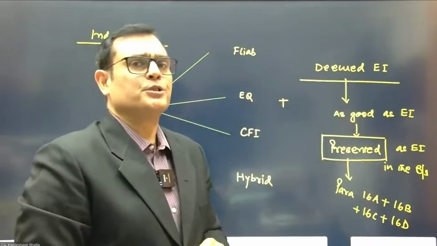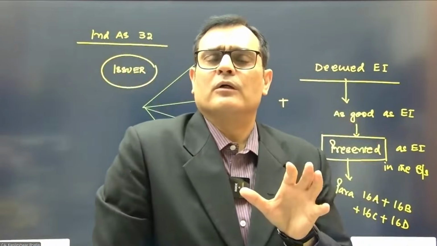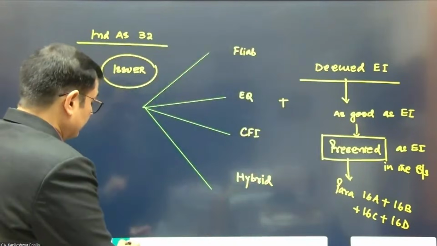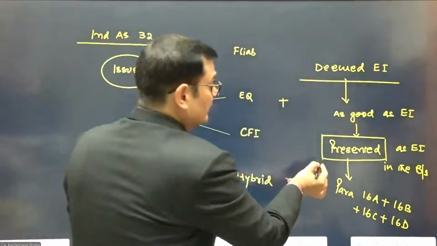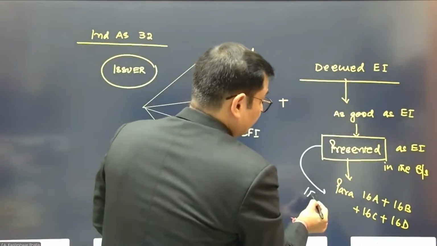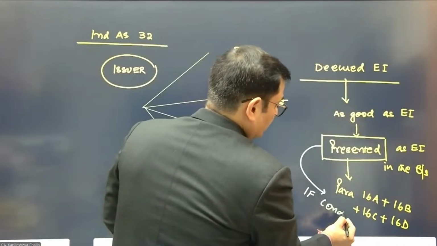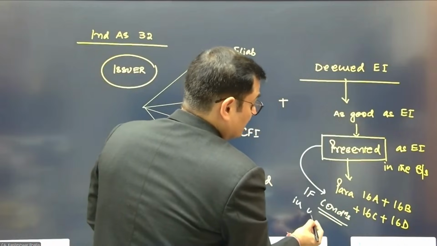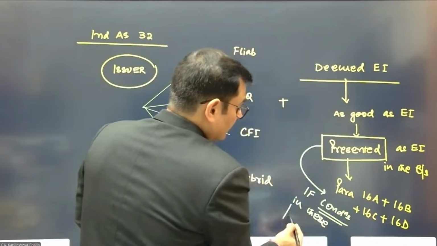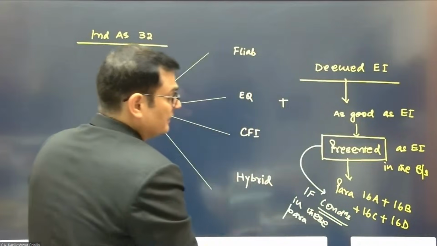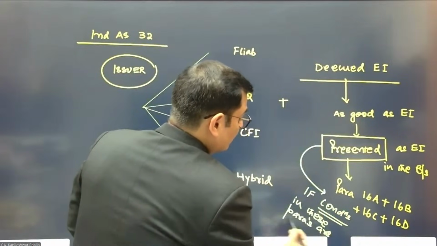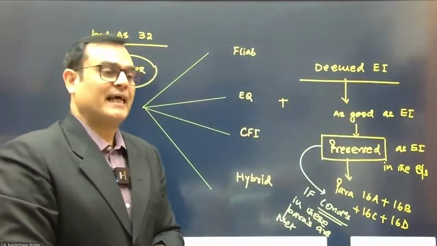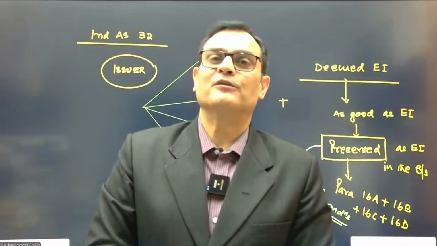They were very strict in this regard. They said, we're going to give you a lot of conditions in para 16A to 16D. So you can present them as equity instruments in the balance sheet if the conditions in these paras are met. If you can fulfill the conditions given in these paras, then they can be presented as equity instruments in the balance sheet of the issuer.